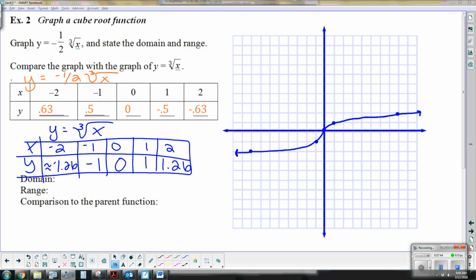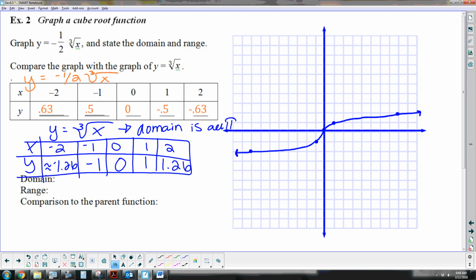Given y equals negative 1/2 times the cubed root of x, state the domain and range. Well, if you look at this parent function, you can take the cubed root of a negative number, you can take the cubed root of 0, and you can take the cubed root of a positive number, and all of those will give you real numbers. So looking at the domain of y equals the cubed root of x, the domain is all real numbers.